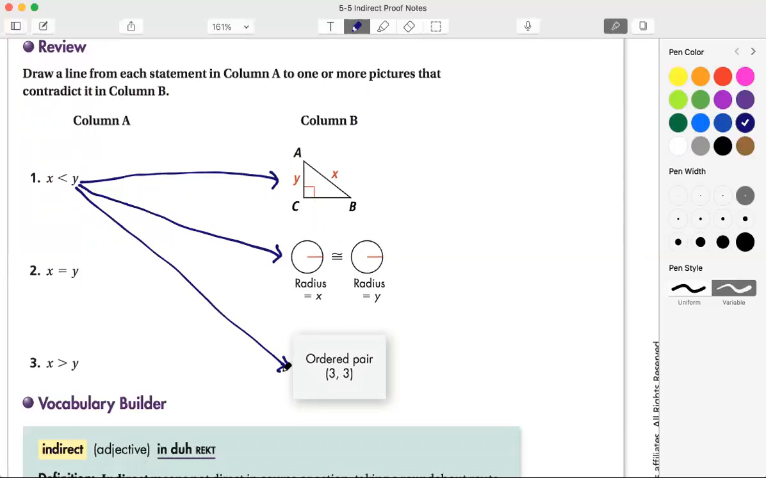And here, the ordered pair X equals Y, so that can't be true. The only contradiction here is this triangle, because X has to be greater than Y. And then again, this has to be a contradiction here and a contradiction here.